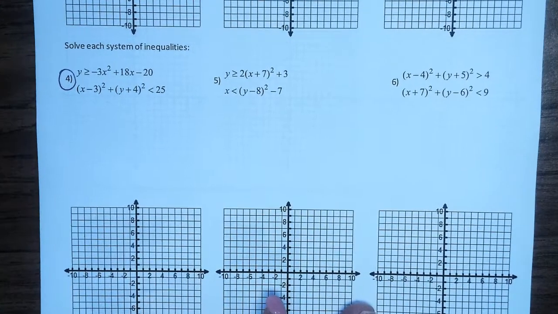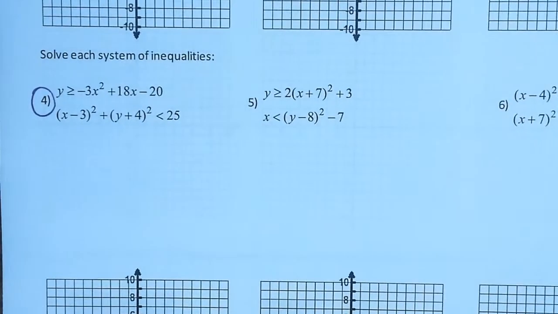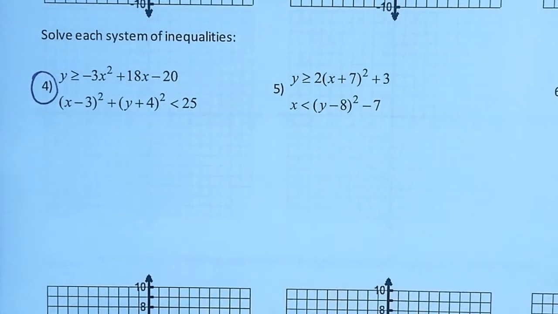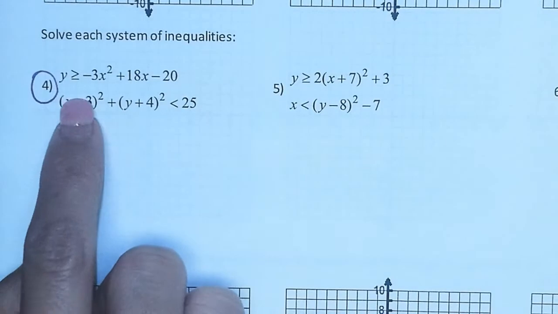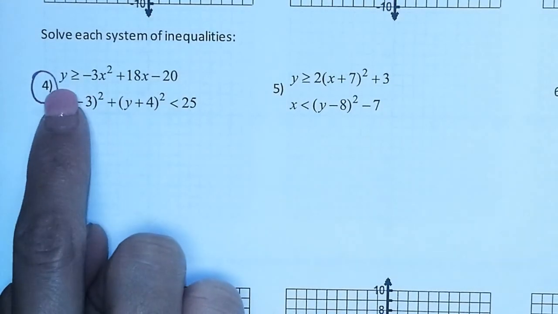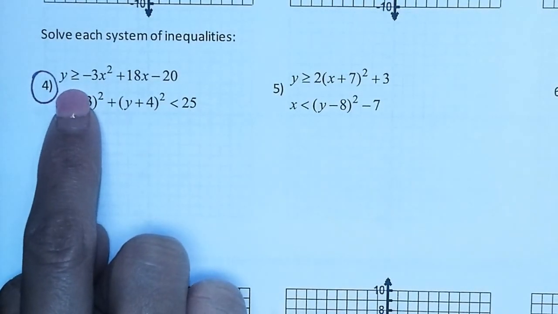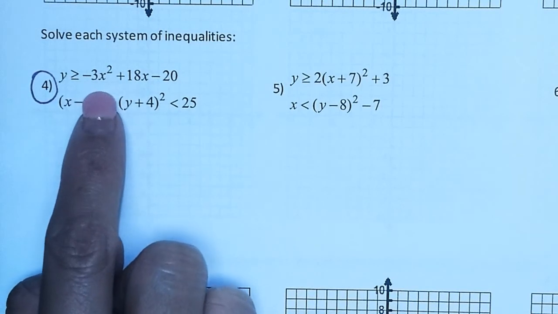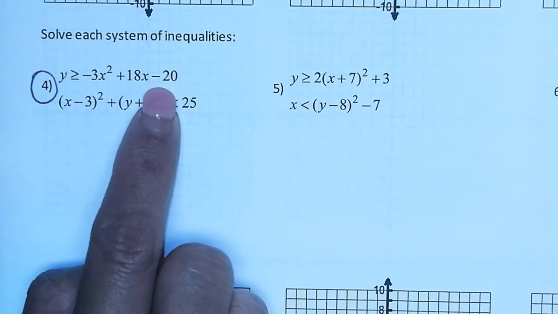I need you to solve the system by graphing. It's called a system of inequalities. And the only really way to solve a system of inequalities is to do it by graphing. So let's graph it. Number 4, I need you to graph the parabola y is greater than or equal to negative 3x squared plus 18x minus 20.